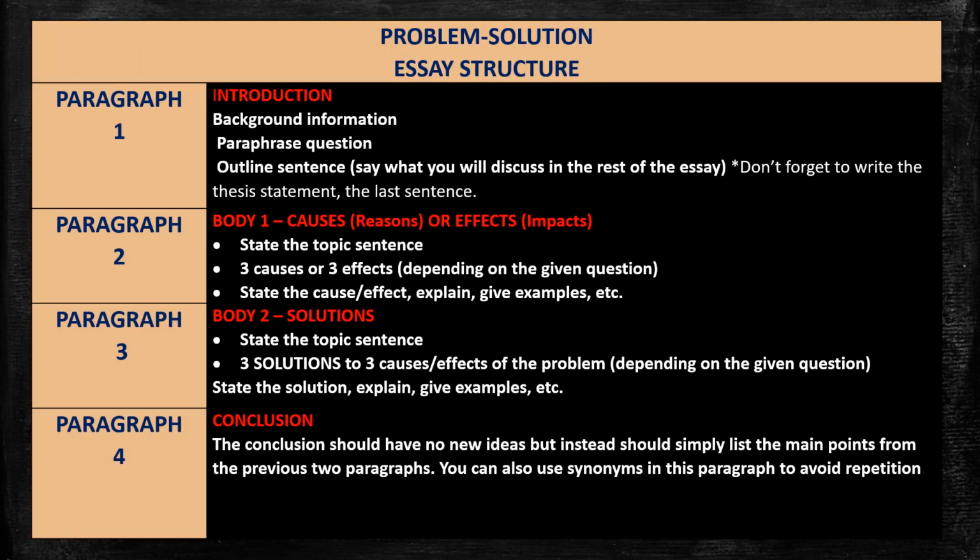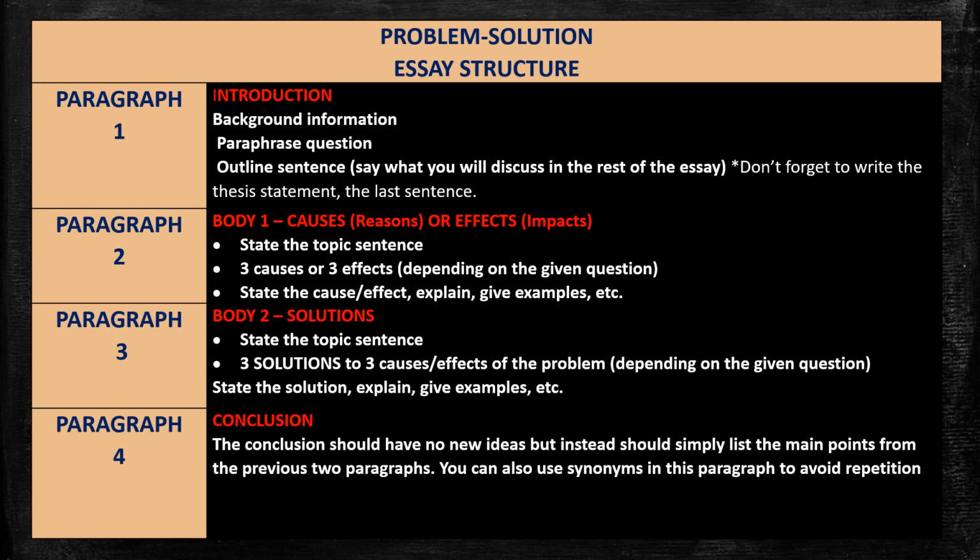Let's look at the essay structure for the problem and solution essay. This essay also starts with the introduction as usual, like how you did with the discussion essay and the advantages and disadvantages essay. You start by paraphrasing the question or giving the background information, how you have been doing for the other essays. Then you need to write your thesis statement or your outline sentence. Say what you will discuss in this essay. You will discuss the problems and then you offer the solutions. That is your thesis statement.